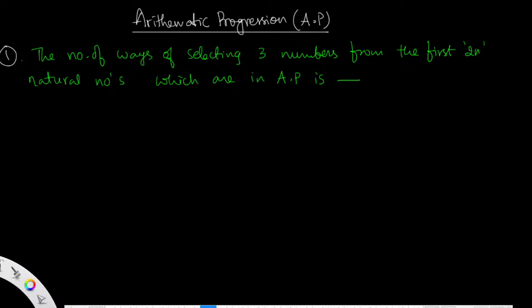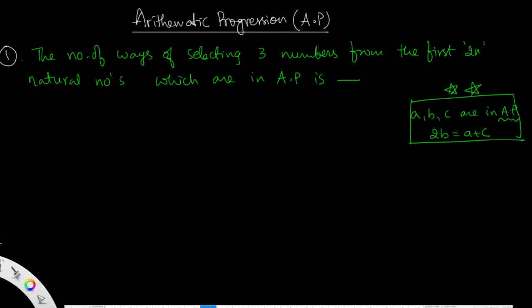So if they are in AP, suppose let us take A, B, C are in AP, then the formula is what? 2B equal to A plus C. This is a basic idea, if the terms are in the form of AP. So now we have to write that if A, B, C are in AP, then the condition is 2B equal to A plus C.